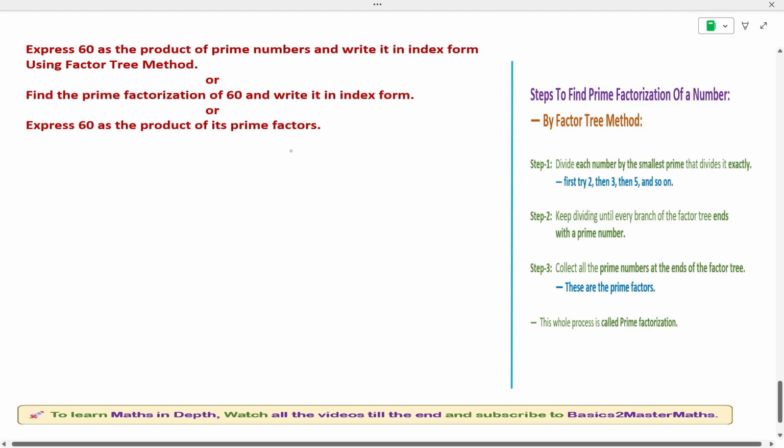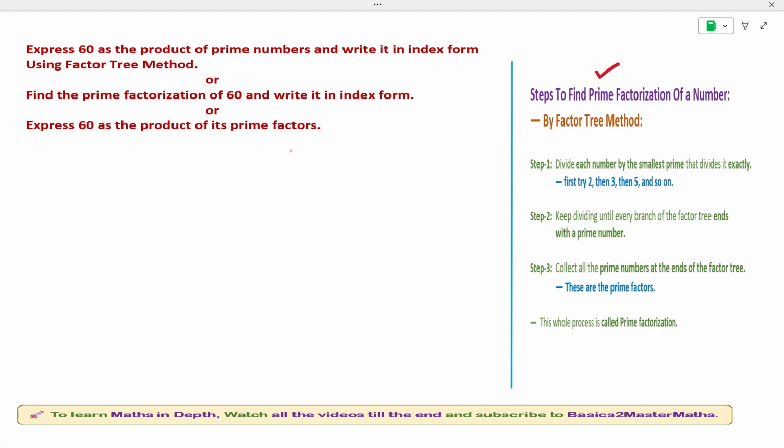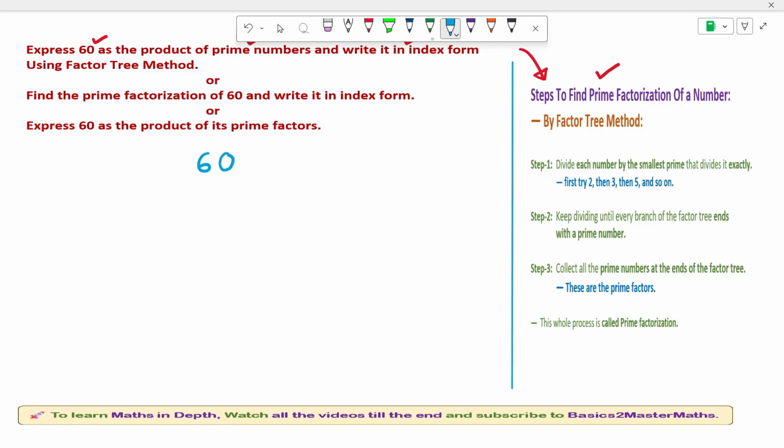Today, we will solve another tricky question on prime factorization step by step. Before solving the problem, please go through the below steps. Express 60 as the product of prime numbers and write it in index form using factor tree method.